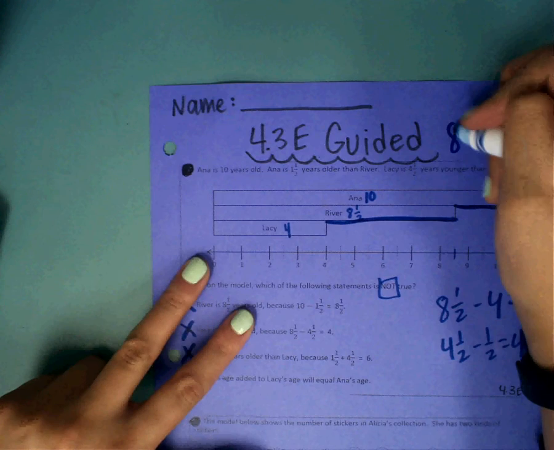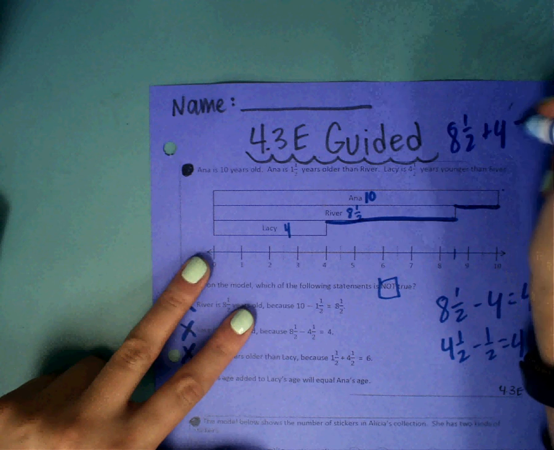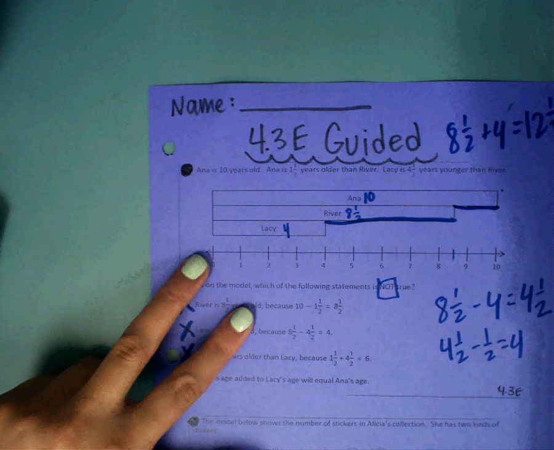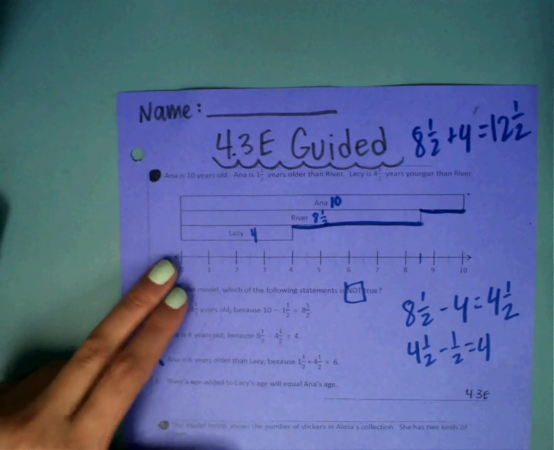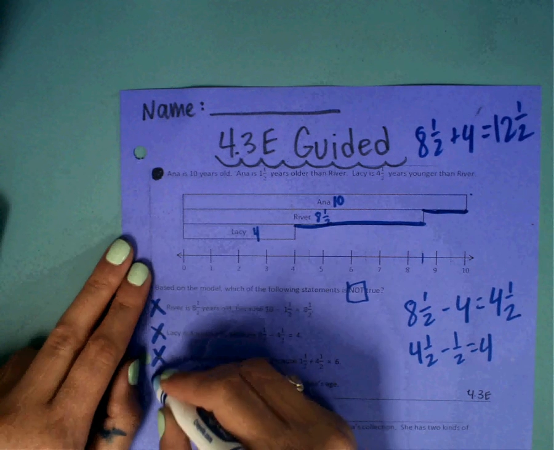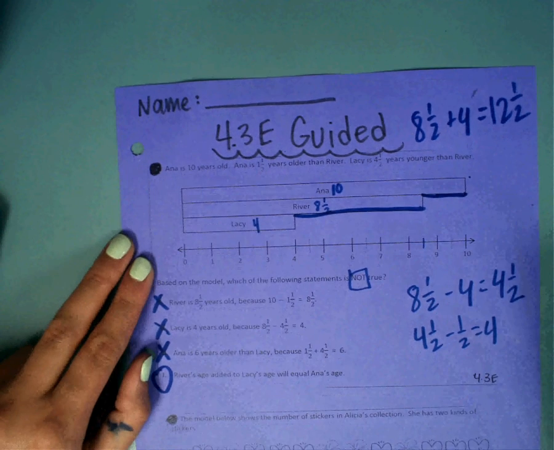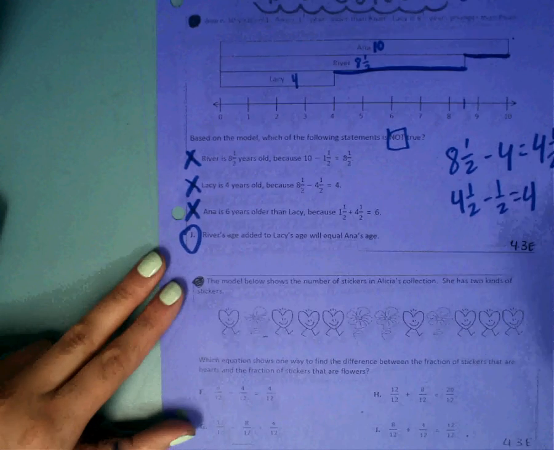River's age added to Lacey's age equals Anna's age. Let's see. 8.5 plus 4. Well, that's going to equal 12.5. Right? That's not right. Anna is 10. So that's our answer because that's the one that's not true. Okay? Let's look at the next one.